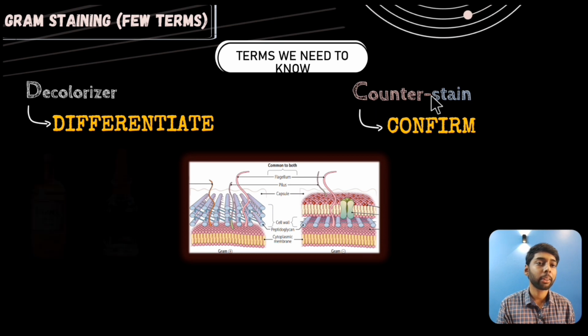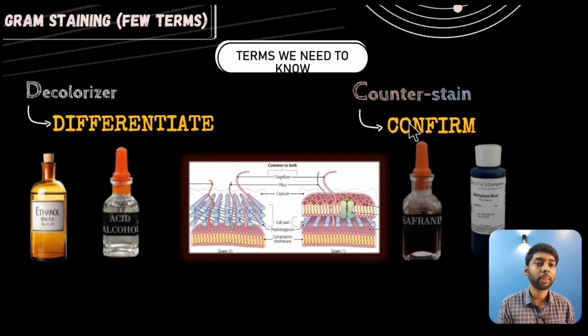So the final step, counterstain. Well, I've written that counterstain is used to confirm what type of bacteria it is. So actually, after we decolorize, then we have to do a counterstain to recognize the gram-negative bacteria to be specific. So again, a few examples here. Ethanol or acetone are used as decolorizer in gram staining, and acid alcohol is used in acid-fast staining. And safranin would be our counterstain of choice for gram staining, and methylene blue will be used in acid-fast, which we will talk about in the next video.